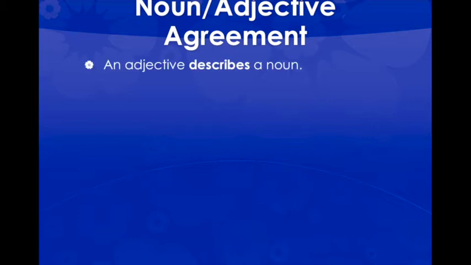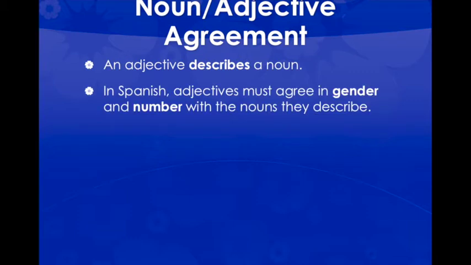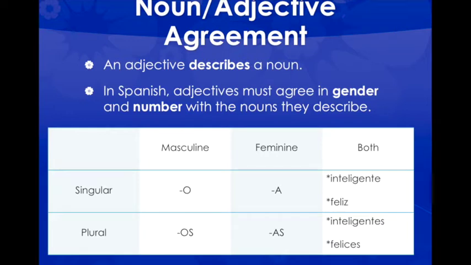Another reason we use ser is to describe people. And to describe people, of course, we're going to need to use adjectives. And of course, adjectives describe nouns, or in this case, they describe people. So adjectives, when you write them out, they must agree in gender and number. Say that over and over and over again. Gender and number is very, very important in Spanish. So usually what you'll see is an adjective that ends in the letter O. That means it's masculine and singular, meaning there's one person and it's a man.